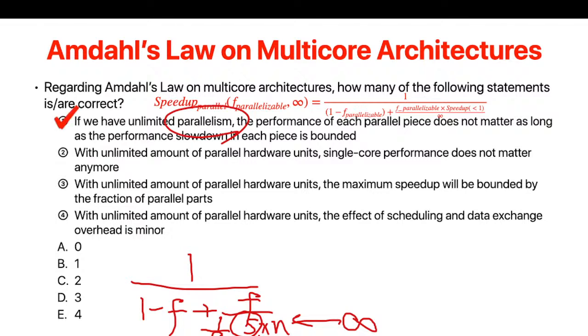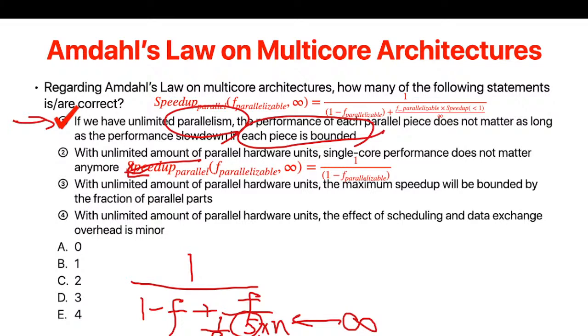So the first one is correct. The second one says that with an unlimited amount of parallelism, single core performance does not matter anymore. Correct or not? No. The first statement only holds when the slowdown of each piece is bounded. But this one is saying that if we have a significant amount of cores, then each core's performance doesn't matter.